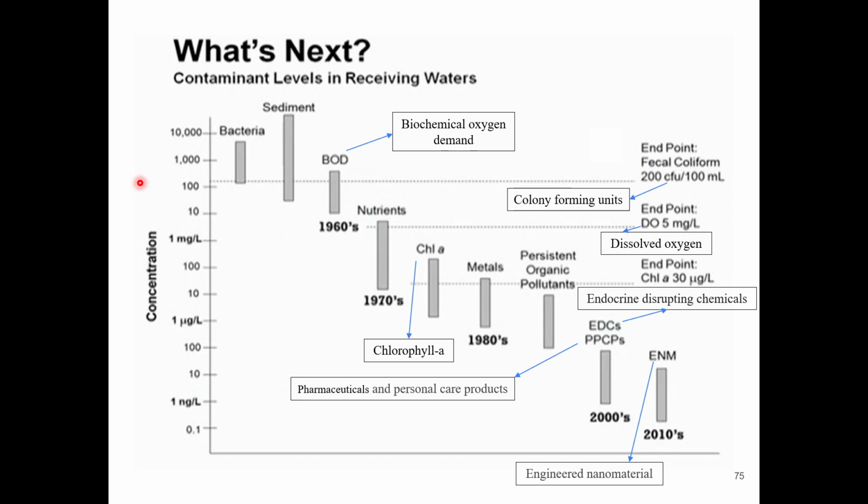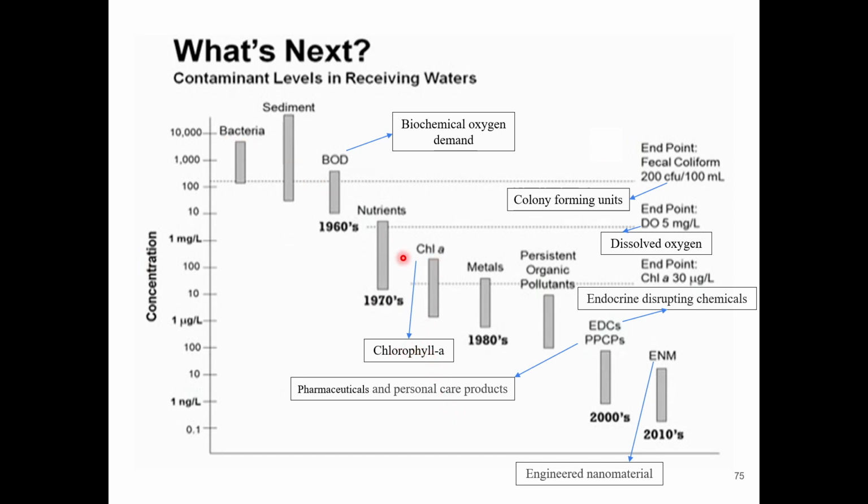So this is a chart. This is a figure which shows the contaminant levels in receiving waters in the various decades. If you see here, in the 1960s the majority contaminant level was due to bacteria, sediment, and BOD, that is biochemical oxygen demand, and the concentration was also very high. In the 1970s, the problem was with nutrients and CHLA, that is chlorophyll A.